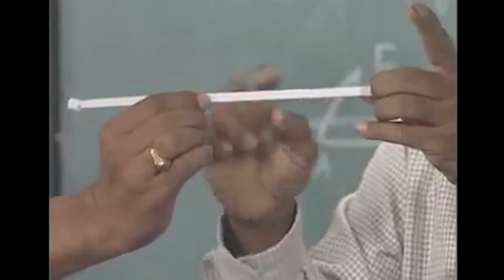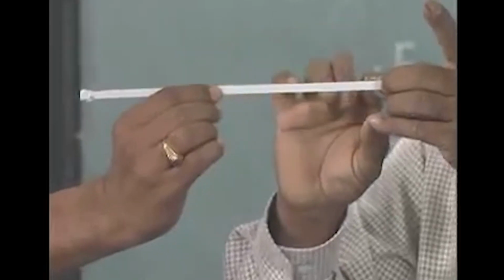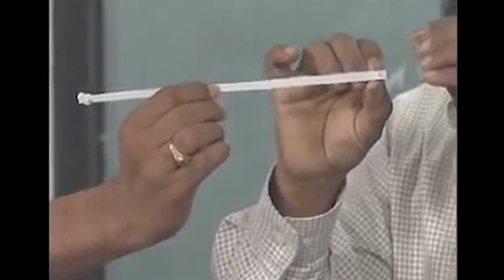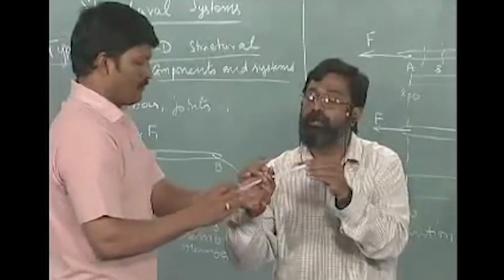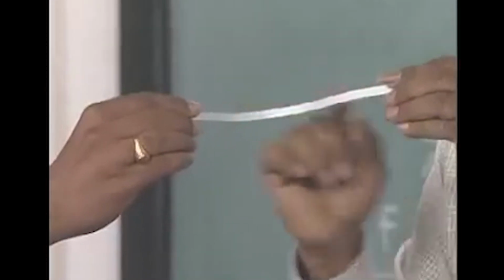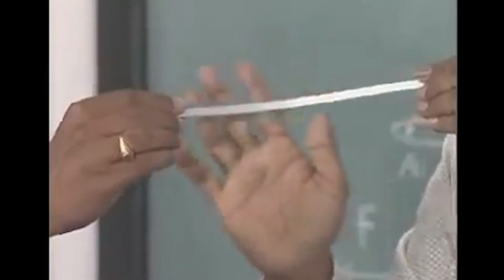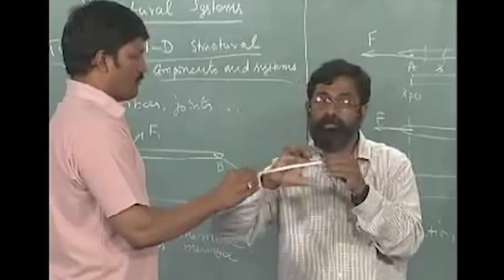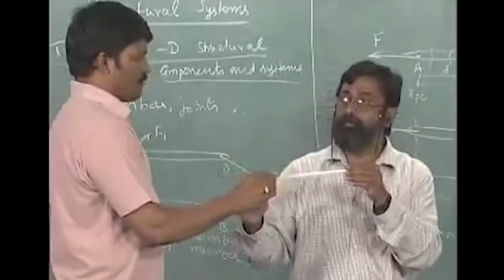The notion here is that it is under tension. If it is in the opposite direction, I will be pushing it, he will be pushing it. The net result is that it is getting compressed. In this particular case it gets buckled, but if it is thick enough it will get compressed, okay.